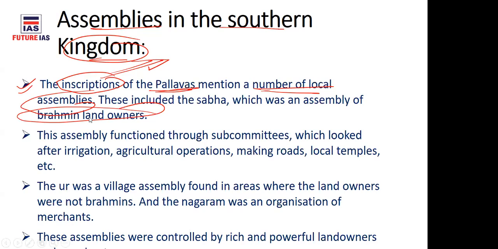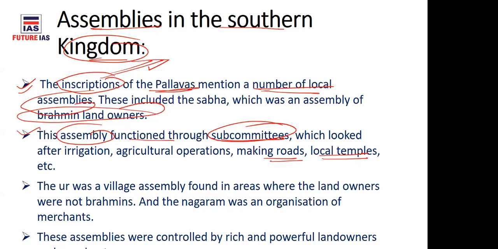You are getting my point. So these assemblies included the Sabha, and the Sabha had only the assembly of Brahmin landowners. Landowners means the Brahmins who own the land. Now this assembly functioned through subcommittees. These subcommittees looked after irrigation, agricultural operations, let's say making roads, making temples, making arrangements for sewers, for different dams and so forth.